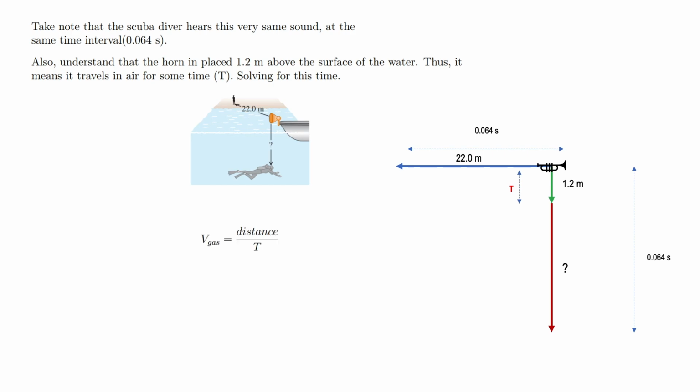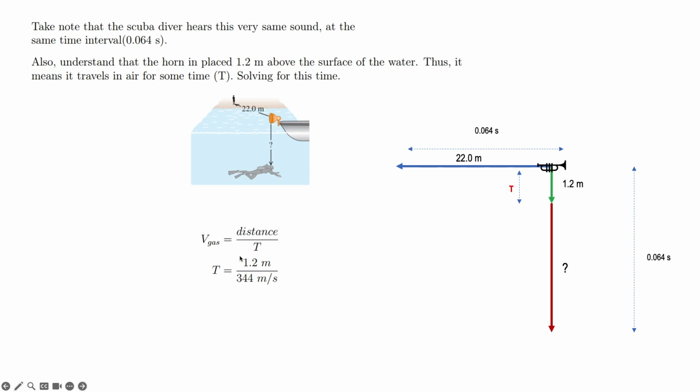So we are still going to utilize the same equation. The velocity of the gas is simply the distance traveled, in this case 1.2 meters, over the time. So we are going to solve for this time T. Rearranging that equation, time is simply the distance divided by the velocity of the gas. And take note, the velocity of sound in air at 20 degrees Celsius is given to be 344 meters per second.